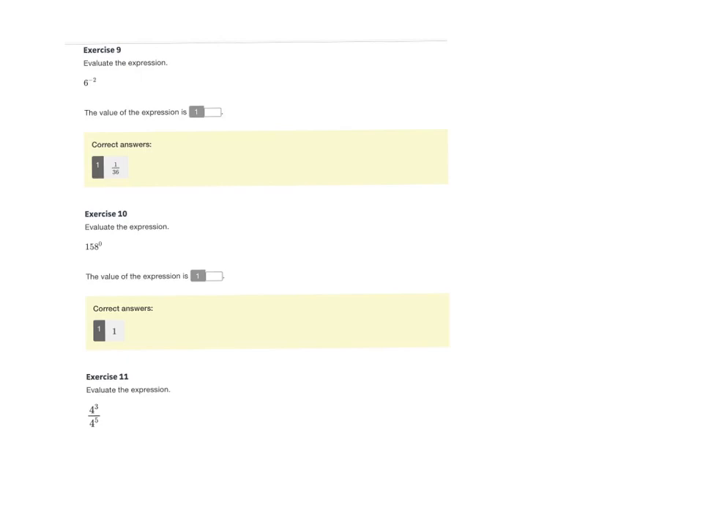Evaluate the expression is what we have to do for exercise 9. So we have 6 to the negative 2nd. What we're going to do is get rid of that negative exponent by putting it under 1. Now, it says evaluate. Remember, evaluate means to solve, so we're going to have 1 over 6 to the 2nd. 6 to the 2nd is 6 times 6, which is 36. So our answer is 1 over 36. Number 10 is 158 to the 0. Anything to the 0 exponent is 1, right? 158 to the 0 is just 1.